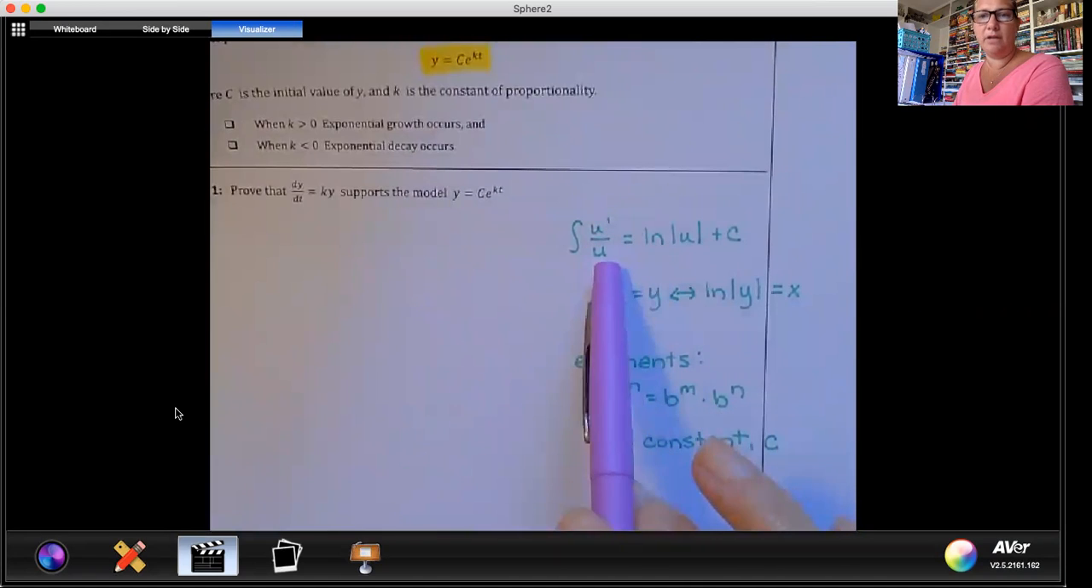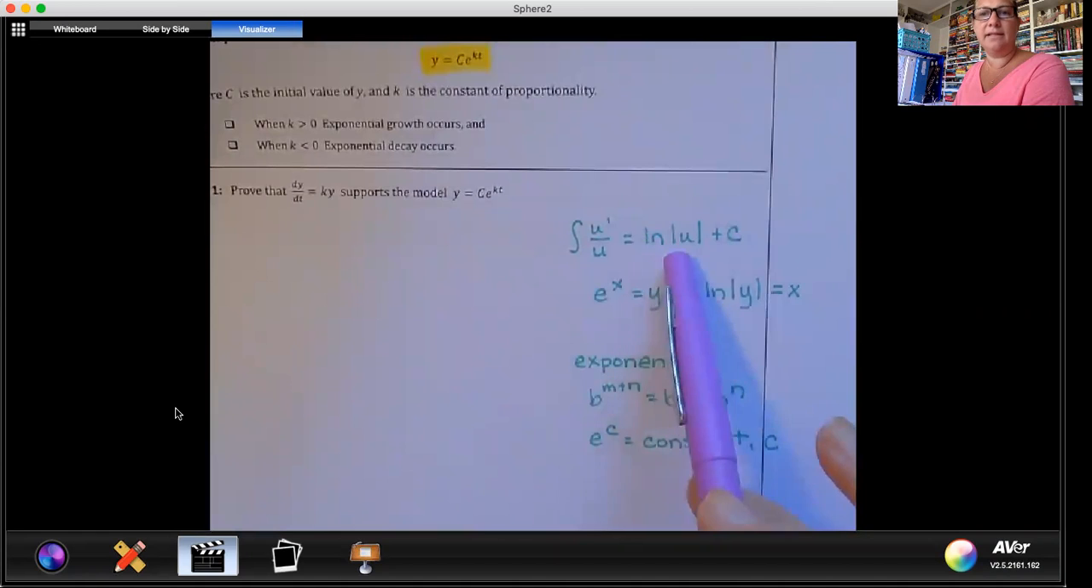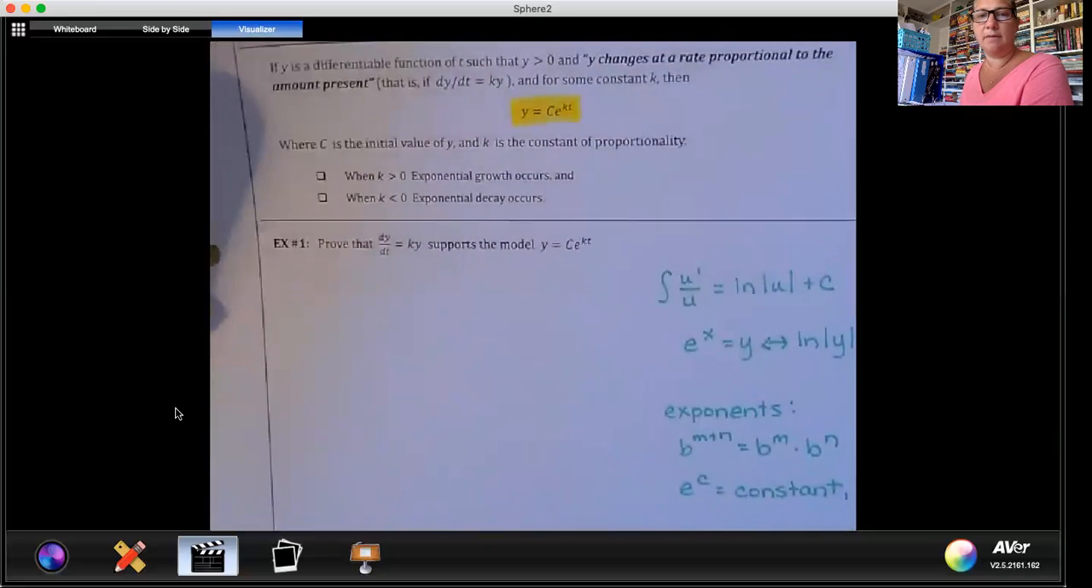So the integral of u prime over u, 1 over u du, has the antiderivative ln absolute value of u plus c. E to the x is y is the same as ln absolute value of y equals x. Exponent rules: b to the m plus n is b to the m times b to the n, and e to the c will be your constant c, and that's going to come up here in just a minute.